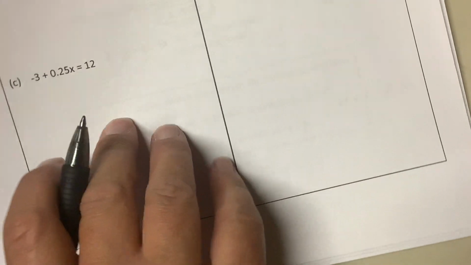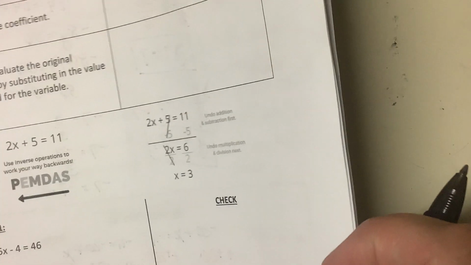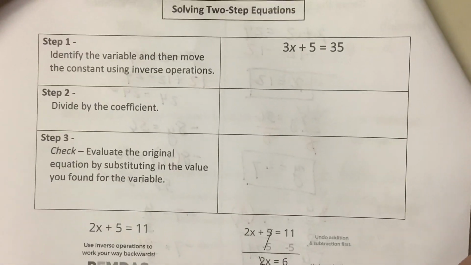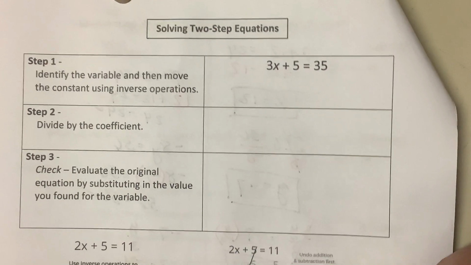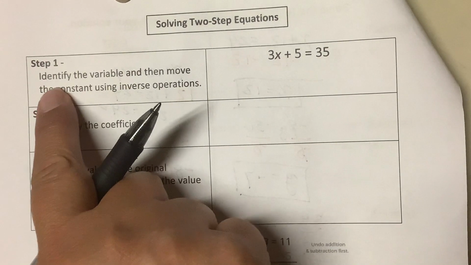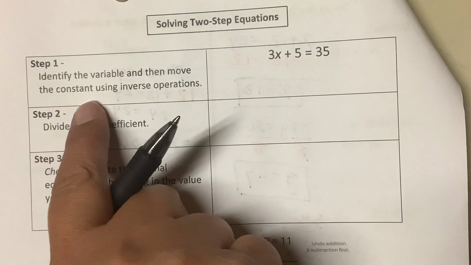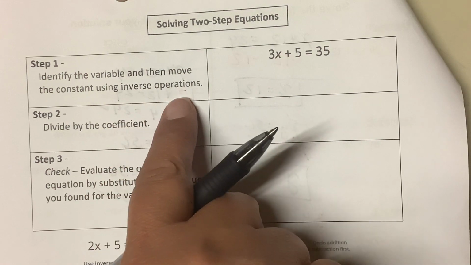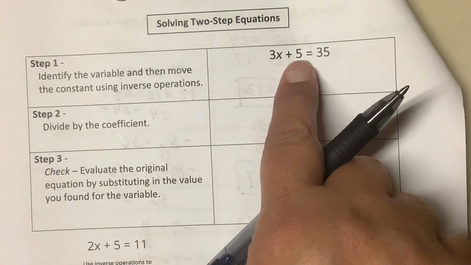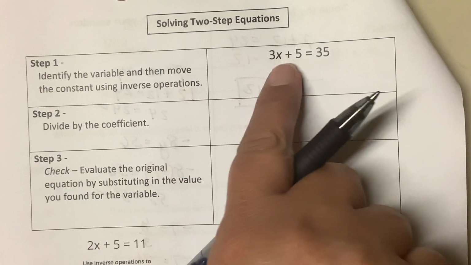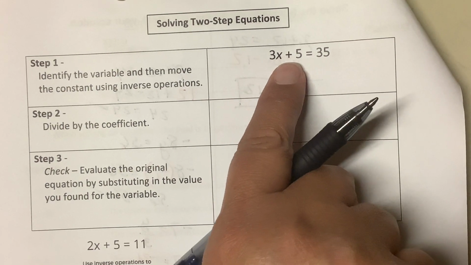All right. The next part of the lesson. Here we go. Two-step equations. You did these last year, so don't look scared. 1, identify the variable and then move the constant using inverse operations. The constant is 5. So there's 2 operations here. There's multiplication and there's addition.